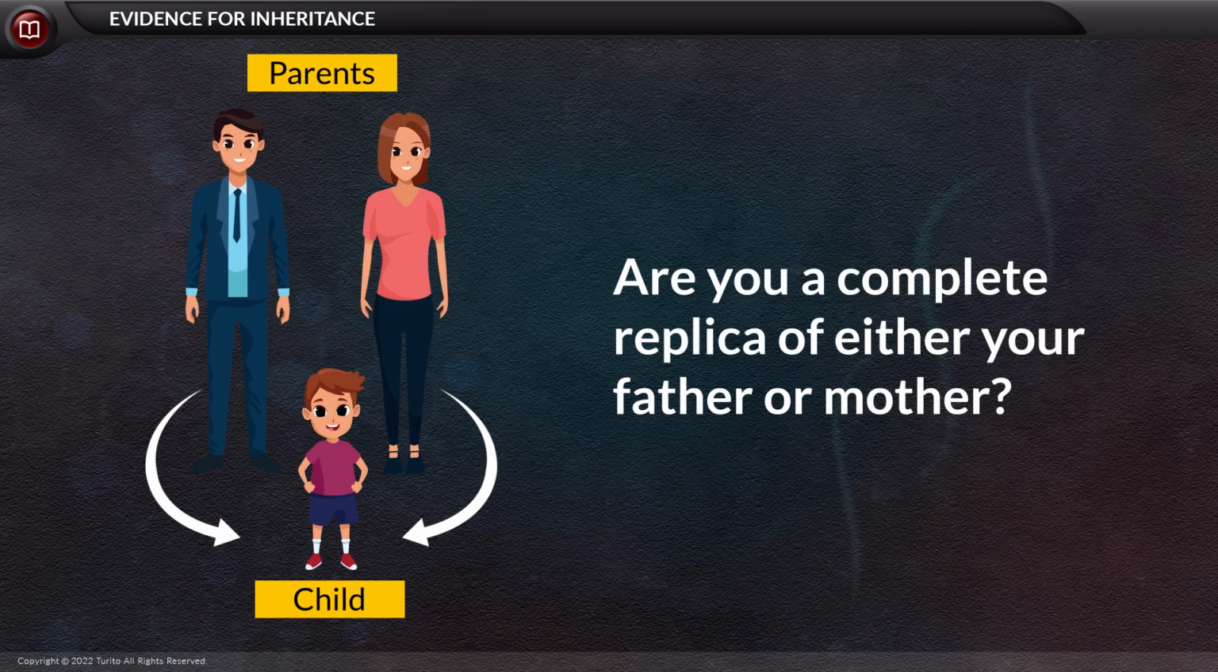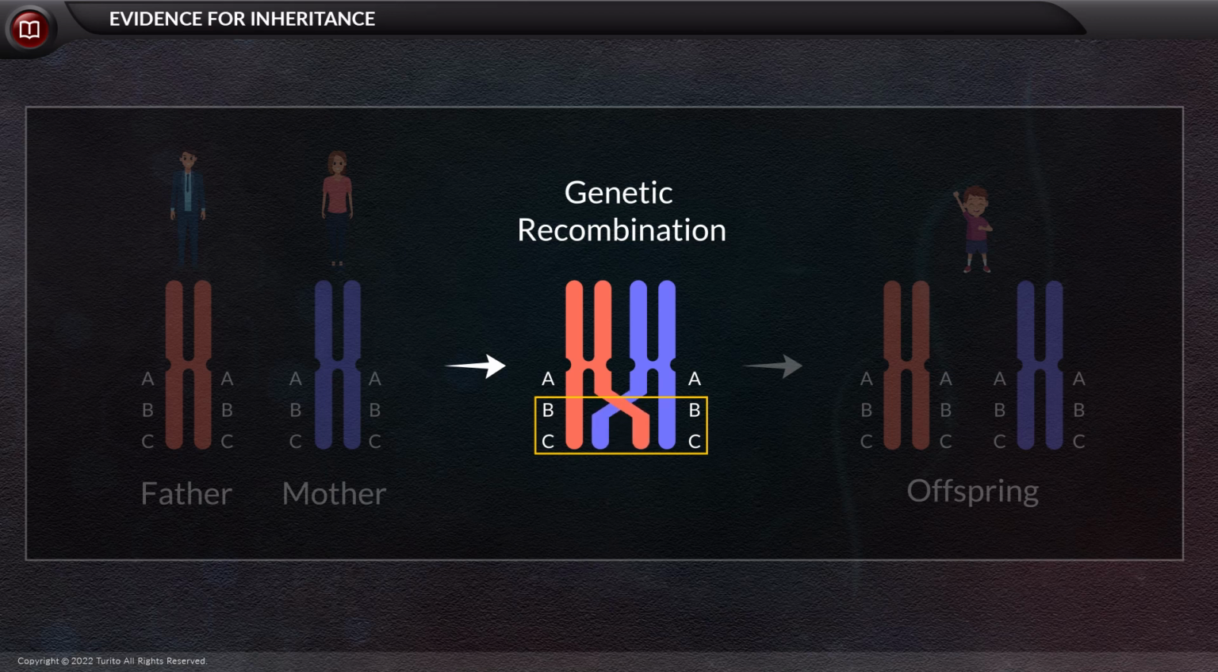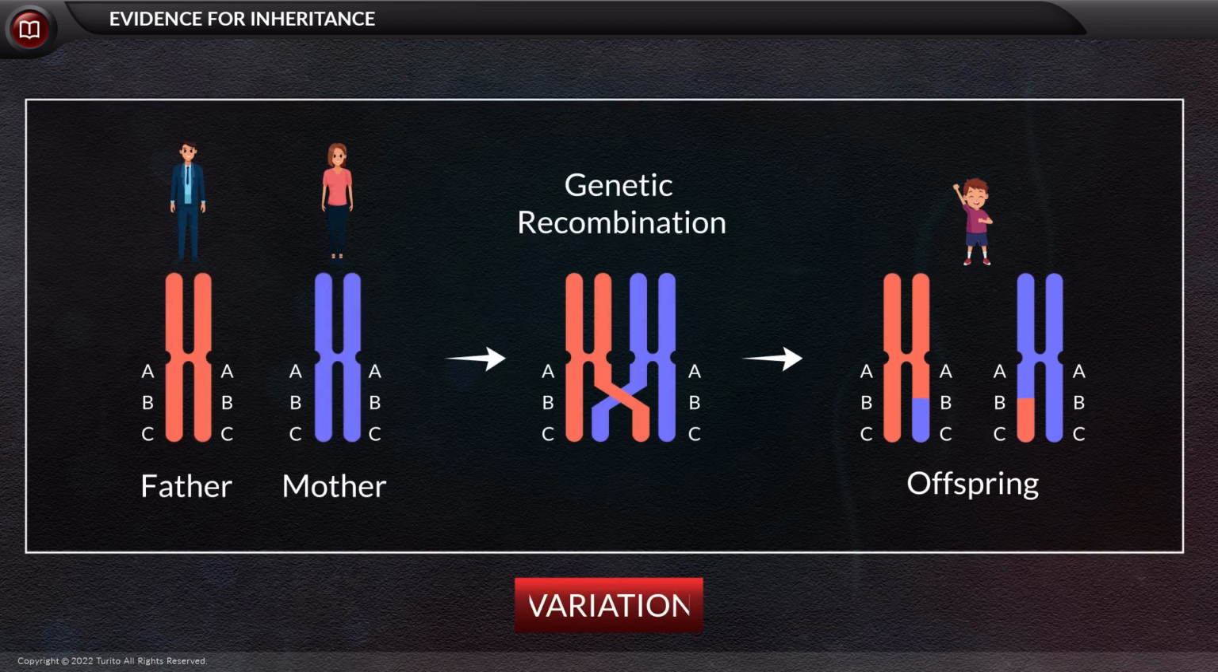Are you a complete replica of either your father or mother? No, not exactly. Let us know the reason. During reproduction, there is a combination of genetic material from father and mother, which leads to certain differences in the offspring. Hence, offspring does not exactly resemble the father or mother. Thus, this difference is called variation.